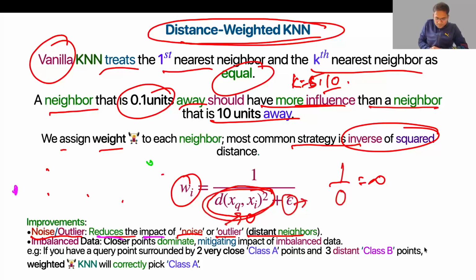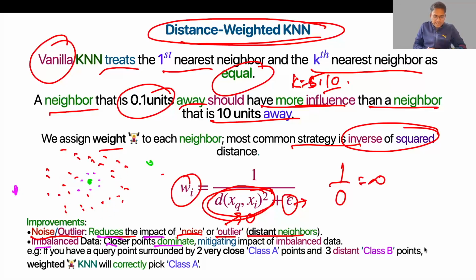Also with imbalanced data, closer points dominate, mitigating the problem. Say this is a green data point and a new data point has come, and there are purple points closer to me, and there are more red points here, and we are taking like 20 neighbors. Even though the purple are fewer and we have more red, purple is more around green, so this will have more impact than the red data points.